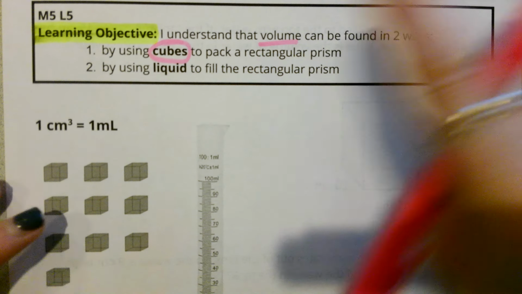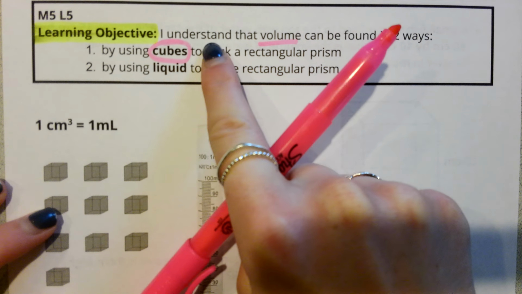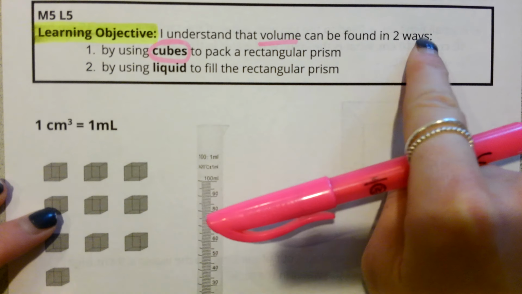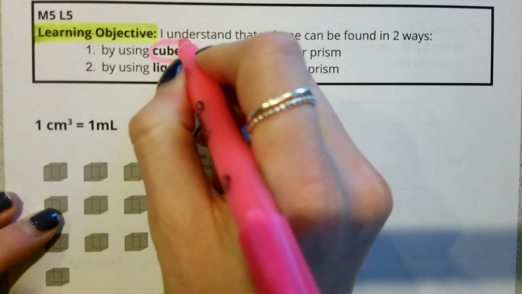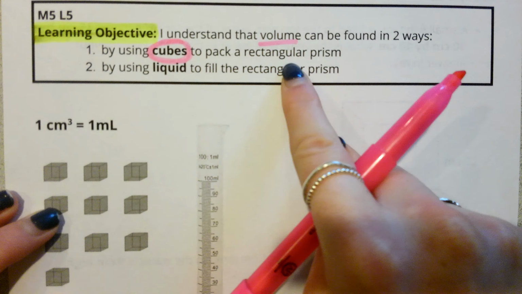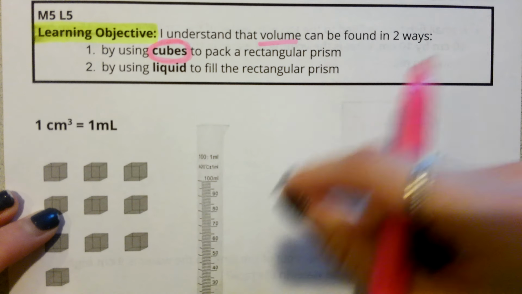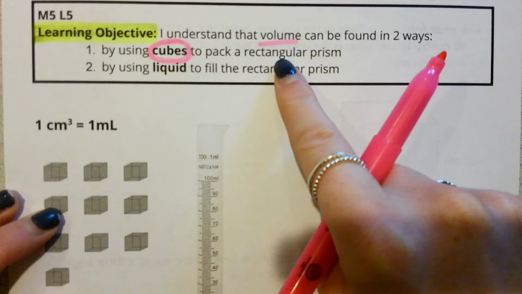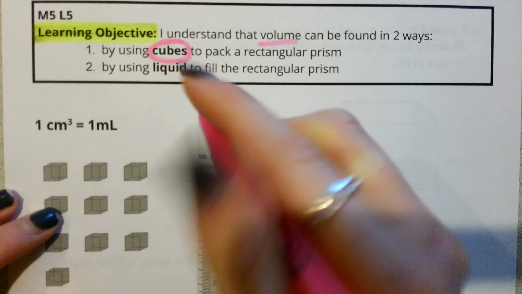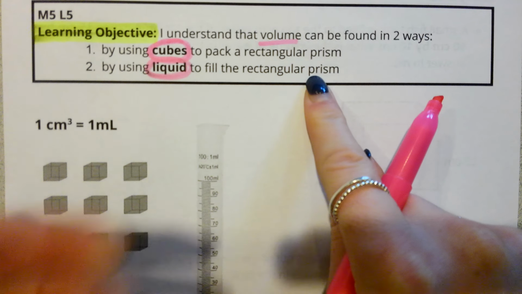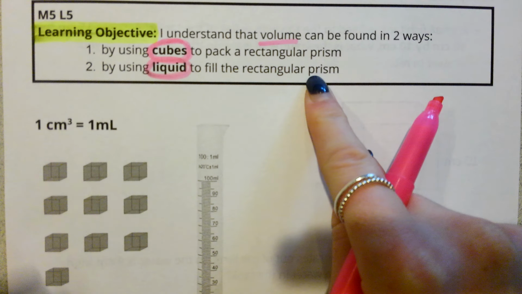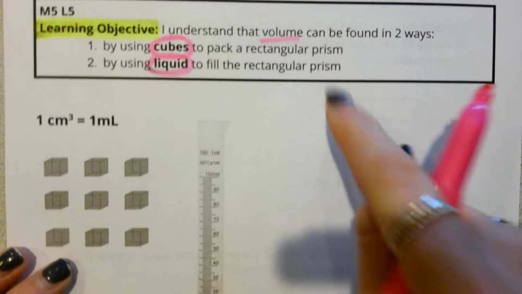And so today, what we're going to work on is understanding that volume can be found in two ways. The first way is just like we've been working on, we can use cubes to pack a rectangular prism. So we can see how many cubes fit inside a rectangular prism. And today we're going to talk about how we can use a liquid to fill a rectangular prism to also see how much space that rectangular prism is taking up.